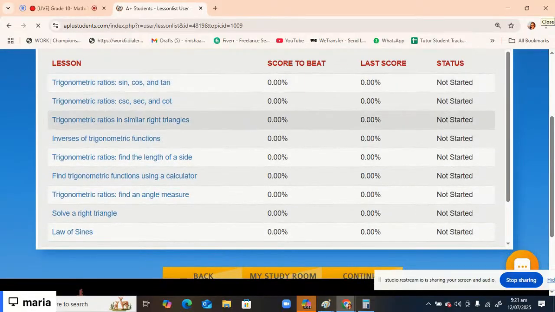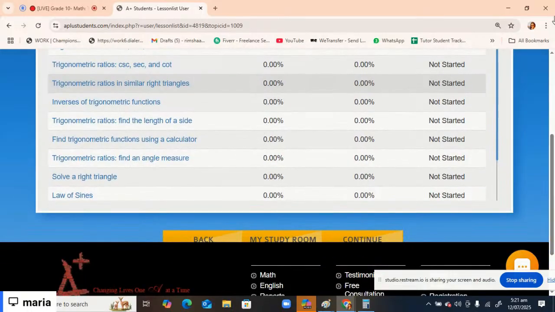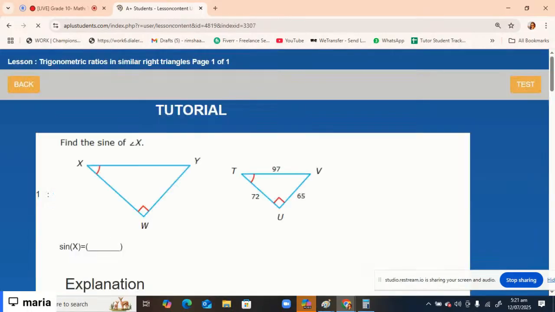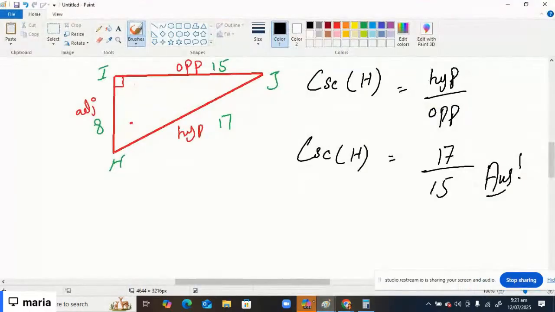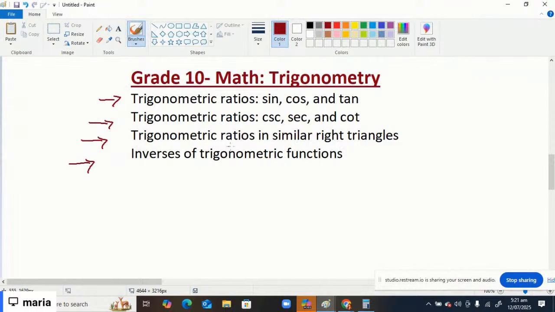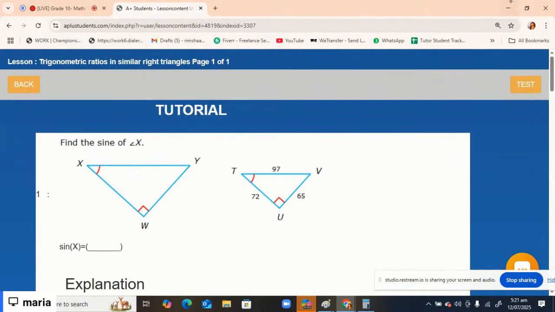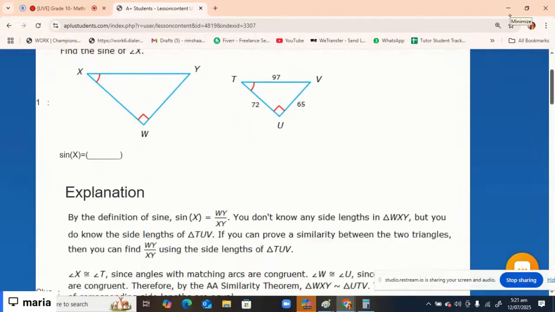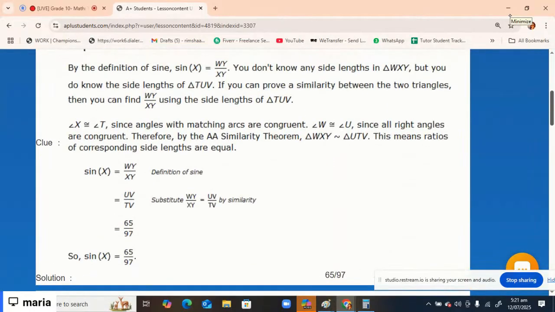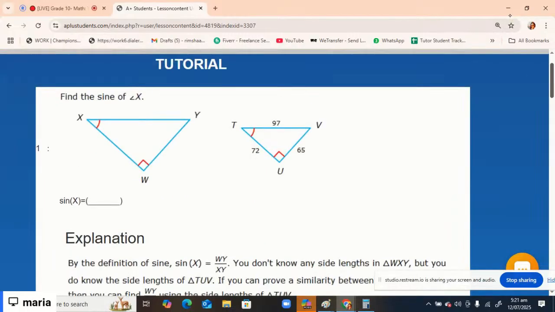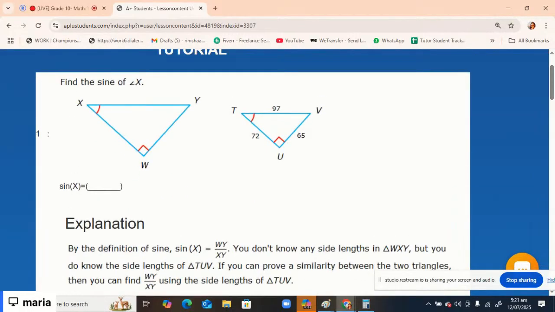Now let's do trigonometric ratios in similar right triangles. Yeah, trigonometric ratios in similar right triangles. So find the sine of angle x.